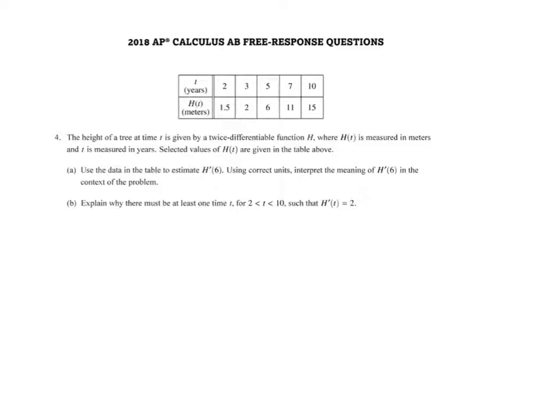Alrighty, 2018 question number 4. We're given a table, and this table talks about the height of a tree at any time t, given by the twice differentiable function h, where h of t is measured in meters and t is measured in years. Selected values of h of t are given in the table above. So this is a classic table problem, right?